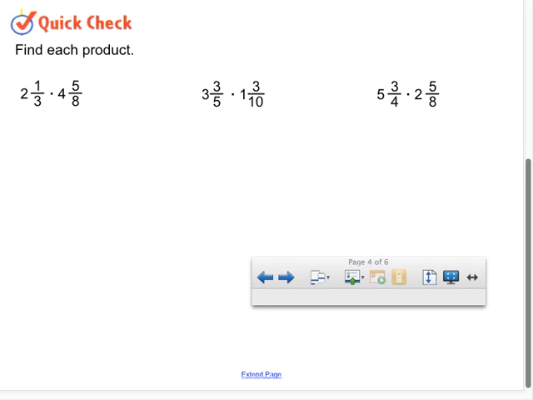Nicholas, you ready? Oh, I meant Nicholas, sorry. Come on, let's try it at least. Nicholas, what's the first step? You have to convert 2 1/3 and 4 5/8 into improper. Okay, let's go ahead and do that. That would be 7 over 3, and we're going to multiply that by what?